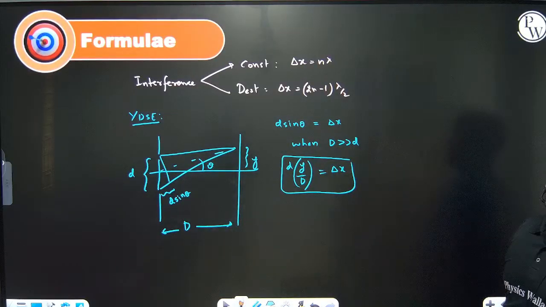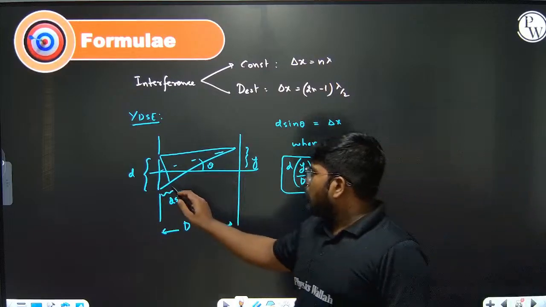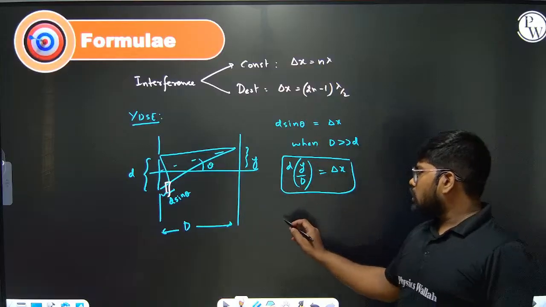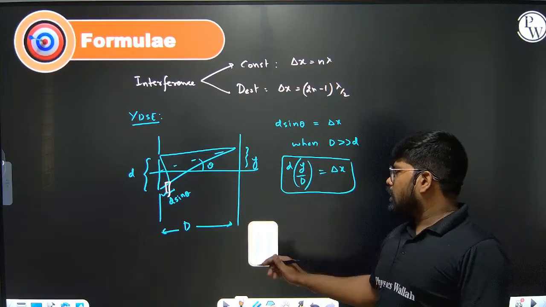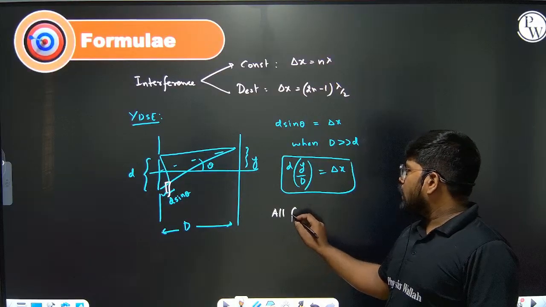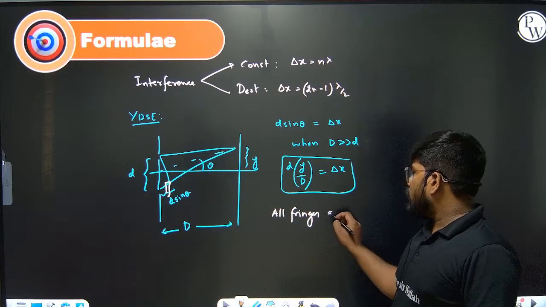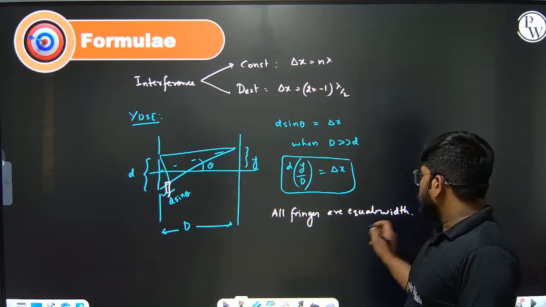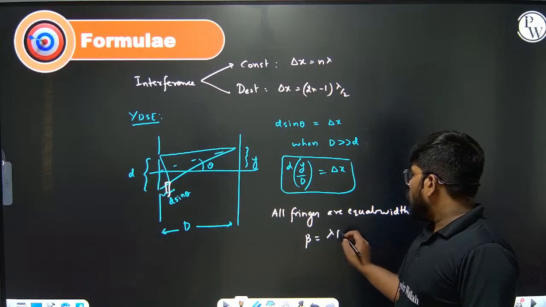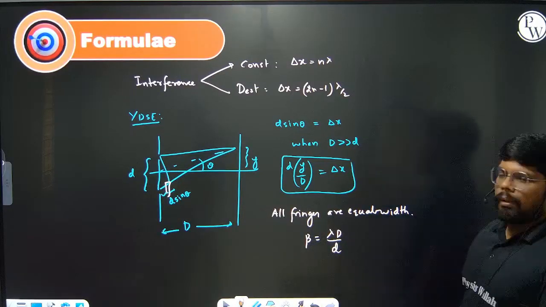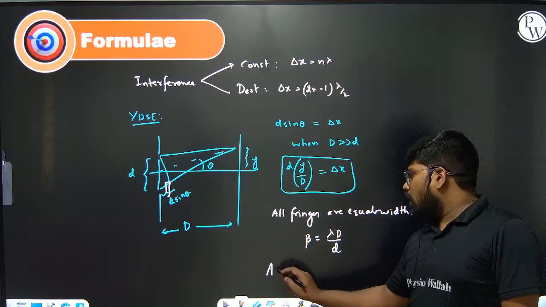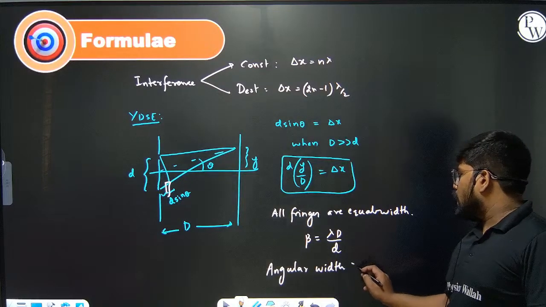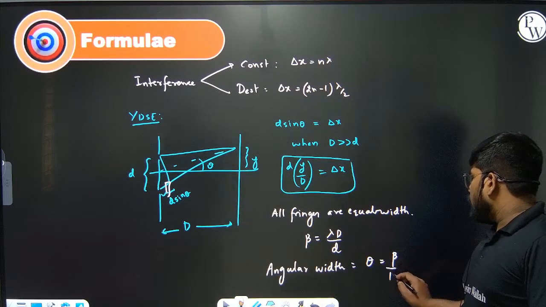Maximum questions will be this, and they'll have some special cases of putting a slab here, and asking the number of fringes and fringe width. The special case of interference is that all fringes are of equal width. And what is the formula for fringe width? Beta is equal to lambda capital D by small d. And if you want to find the angular width, theta is equal to beta by D, that is lambda by d.